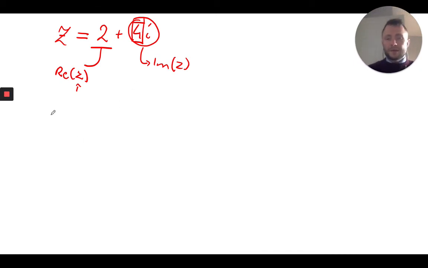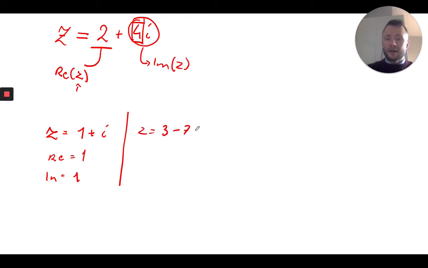Another example of a complex number would be z equals 1 plus i, where the real part equals 1 and the imaginary part equals 1. Another example of a complex number is z equals 3 minus 7i. The real part of z equals 3. The imaginary part of z equals minus 7.